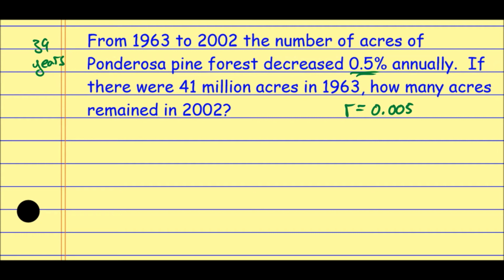So let's set up our equation. Y equals A times 1 minus R raised to the T. Okay? And so here, the initial amount was 41 million. I'm just going to leave it as 41. I'm not going to write all the zeros there. If it's written as 41 here, we can do the calculations with 41. We just have to tack on that designation of millions when we're done. And now 1 minus 0.005, raised to the T, which is the 39 years, okay?